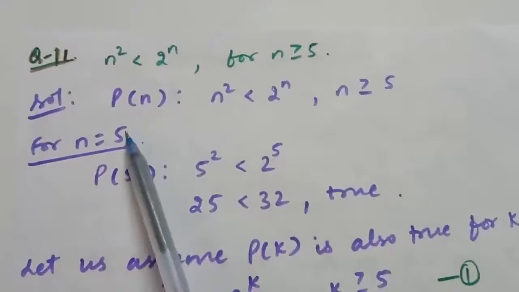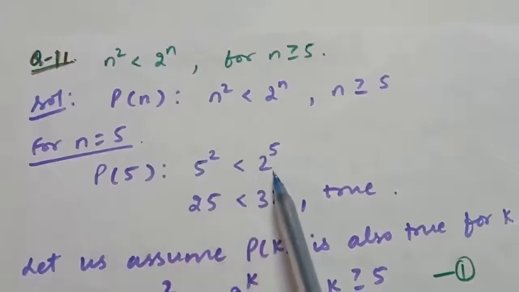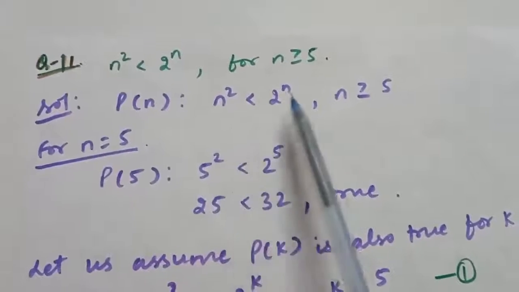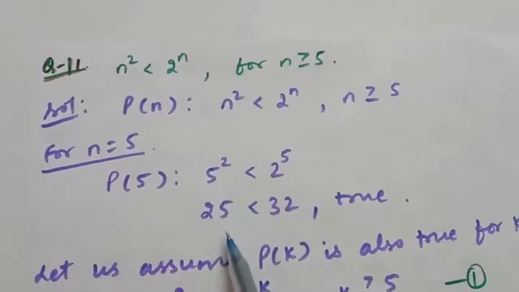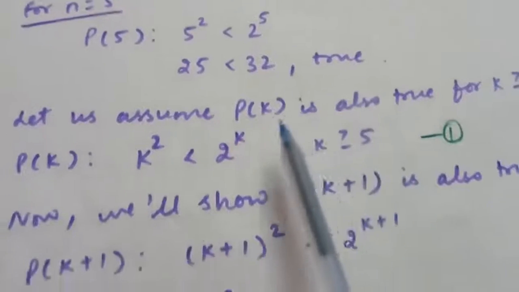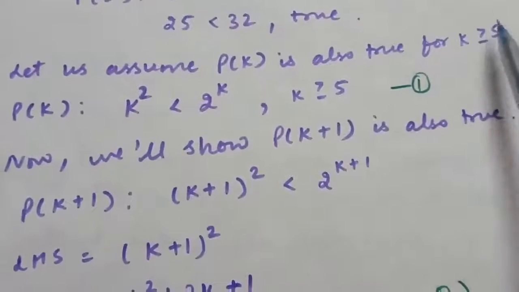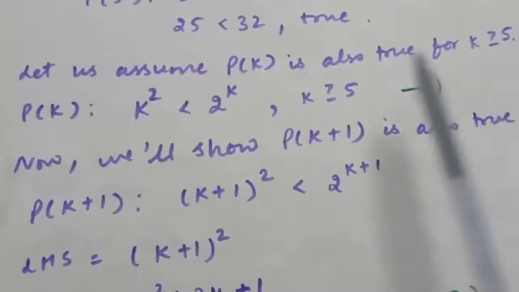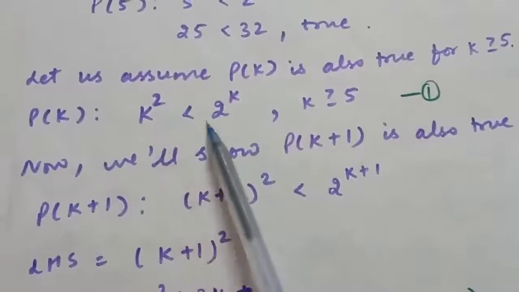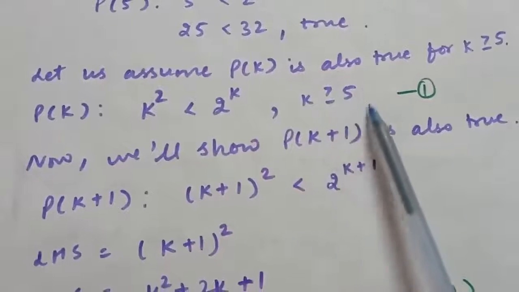Now for n equal to 5, we will check P5 will be 5 square less than 2 raised to the power 5. In place of n, just put 5. So you will get 25 less than 32, which is true. Now we will assume that Pk is also true for k greater than or equal to 5. So Pk will be k square less than 2 raised to the power k.